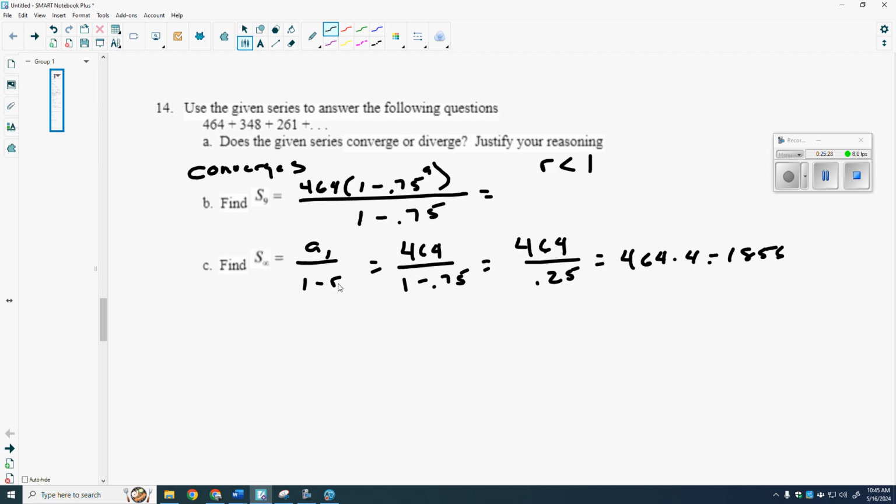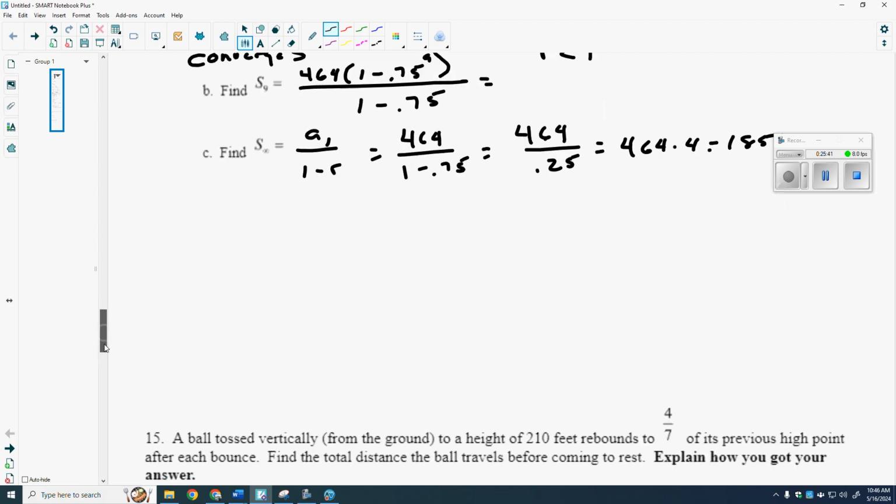R value, a sub 1. That's all I need for the infinite sum. The sum of an infinite series is simply a sub 1 divided by 1 minus r. And we talked about in class why that is, so I'm not going to go through it here, but that's all it is. Okay.